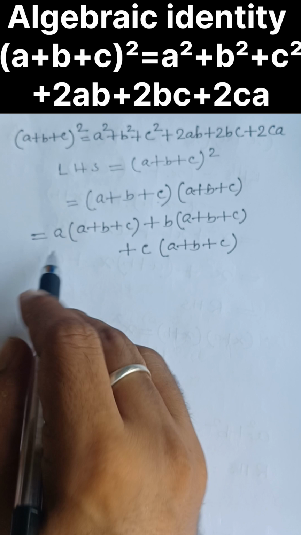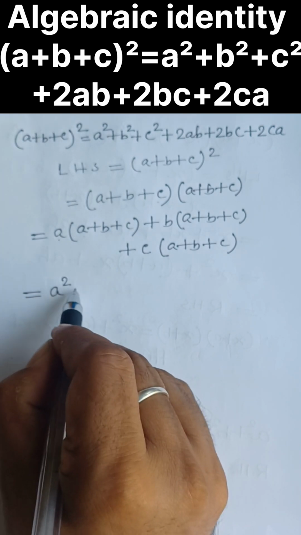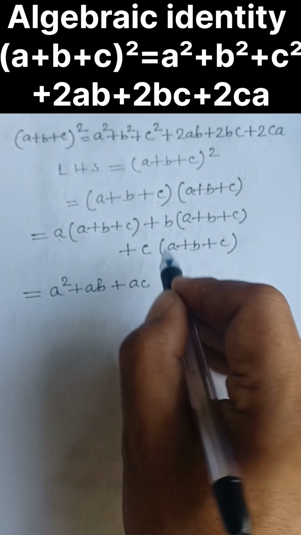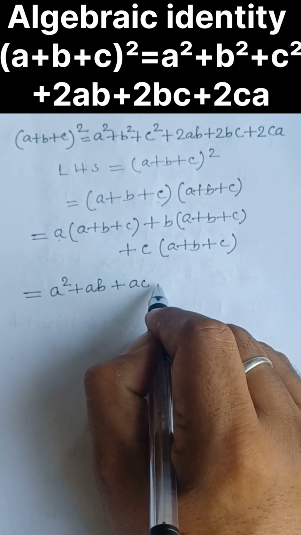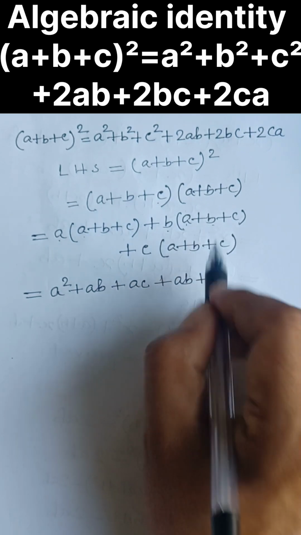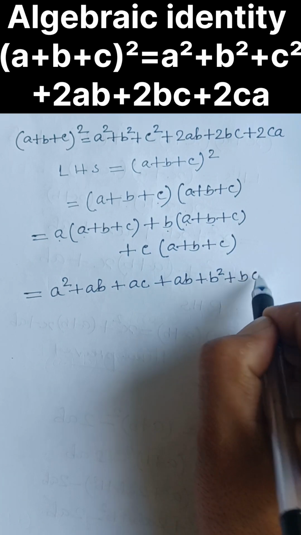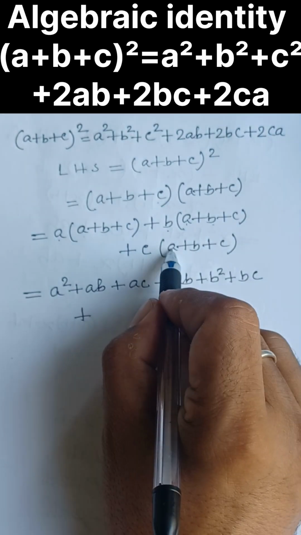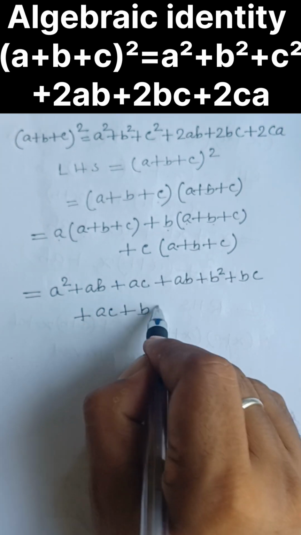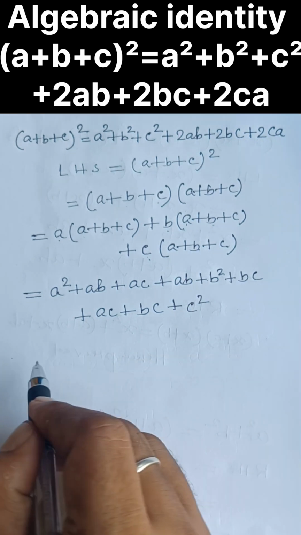Now again I am going to apply the distribution property. a multiplied with (a + b + c) will give you a square plus a into b, ab, plus a into c, ac. Here I will multiply b with the same thing, that will give you a into b, ab, plus b into b, b square, plus b into c, bc. Here the last one, a into c, ac, plus b into c, bc, plus c into c, c square.